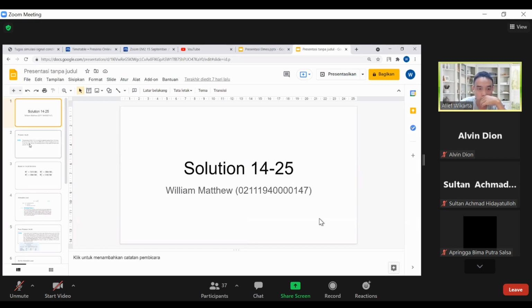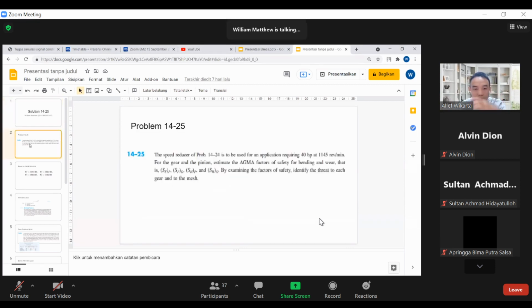Okay. Now I will explain the solution for 1425. The problem is the speed reducer from problem 1424 is to be used for an application requiring 40 HP and 1145 revolutions per minute. So we have to find the AGMA factor of safety for the bending and the wear.